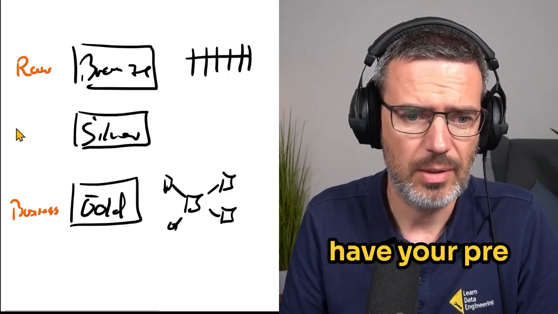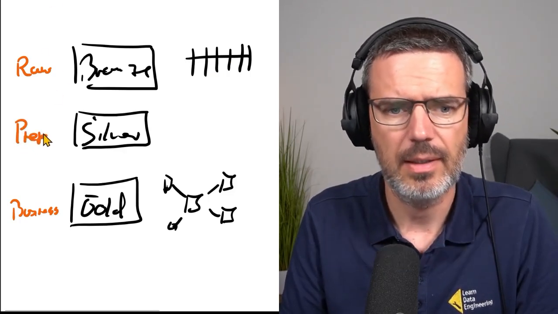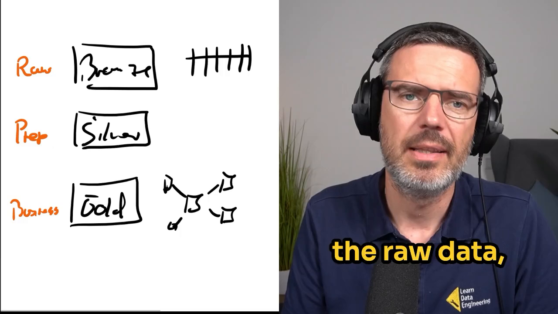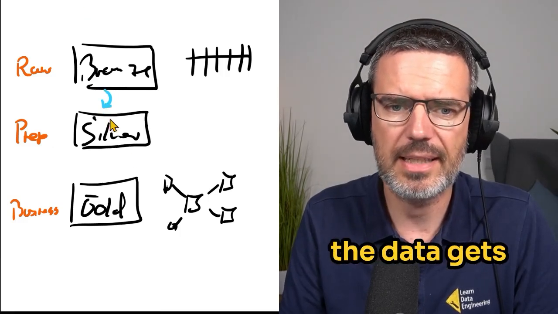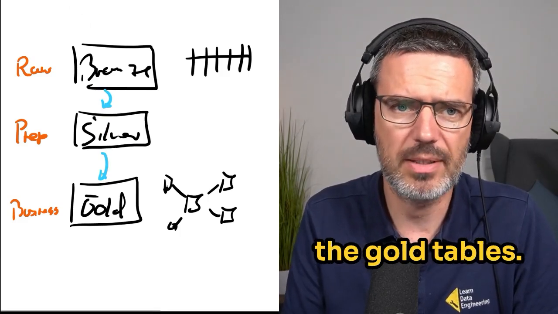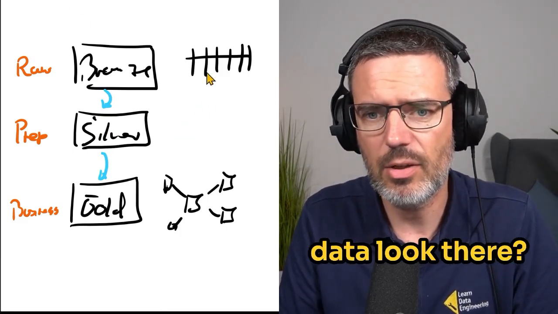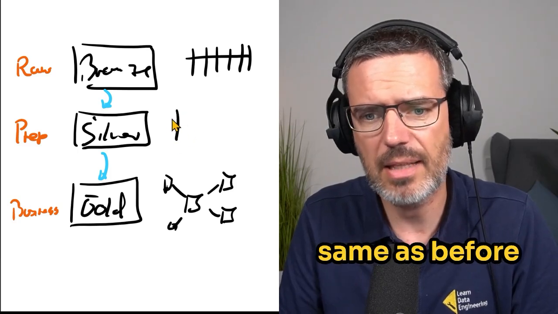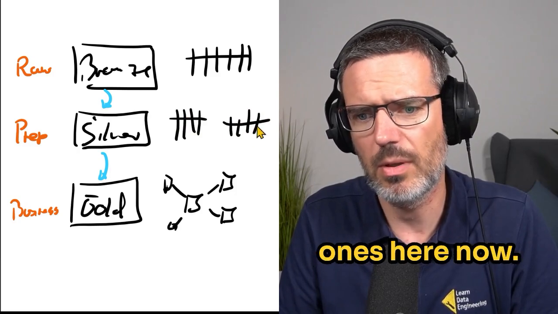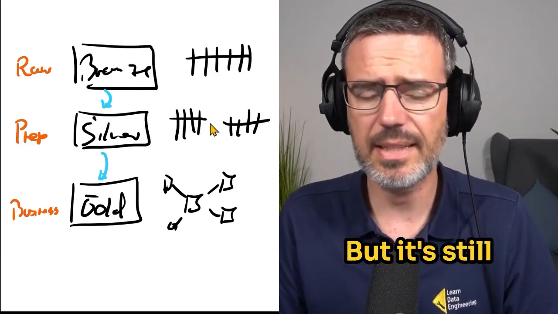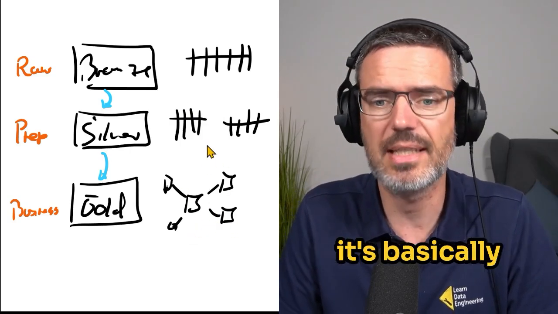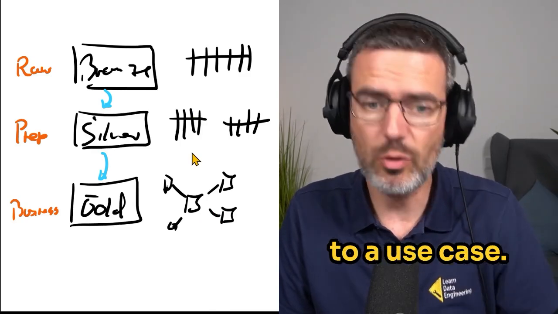Then you have your pre-processed data. Let's call this just prep. This means from the raw data, there has been a step where the data gets cleaned so that it then can be used and put into the gold tables. So how does the data look there? Most likely the same as before. You have tables and maybe you have multiple ones now, but it's still not that interconnected as with a star schema because it's basically not connected to a use case.